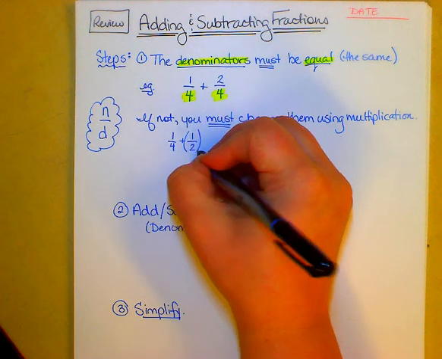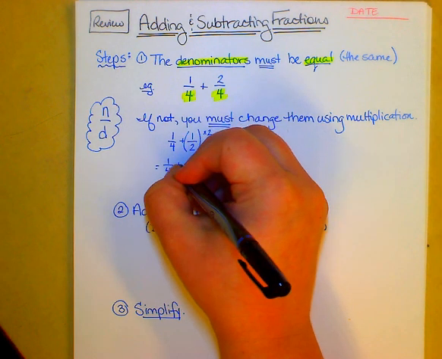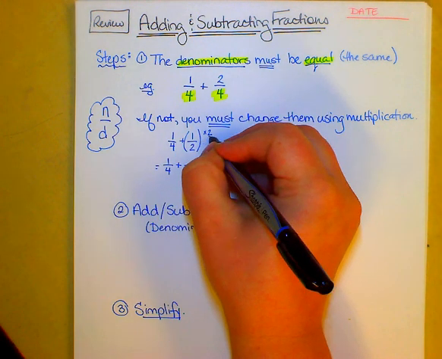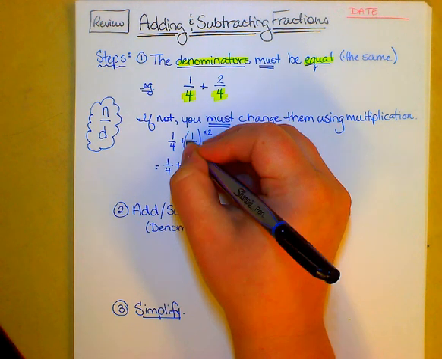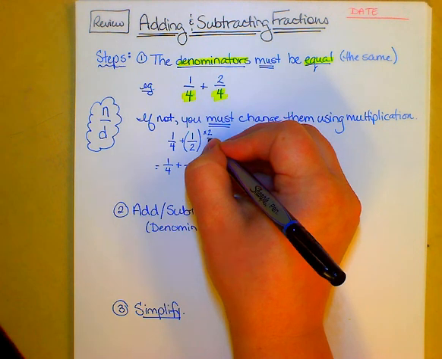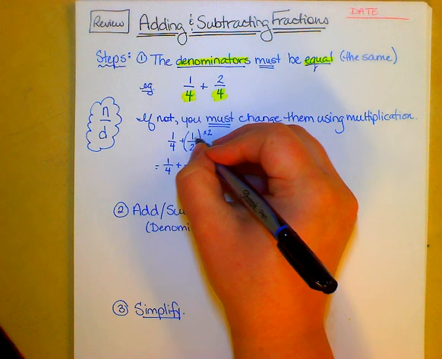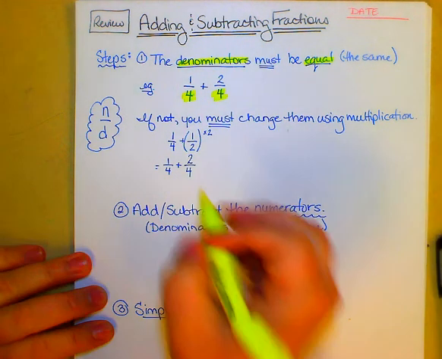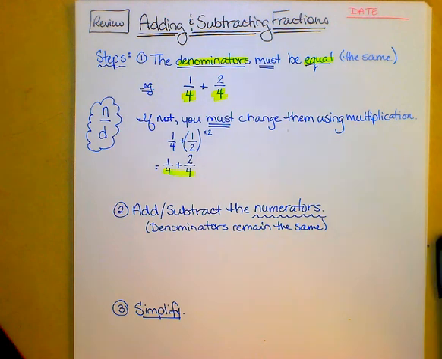So if I multiply my second fraction by 2, I end up with a denominator of 4 on the bottom, because 2 times 2 equals 4. But my whole fraction has to be multiplied by 2. So because I've multiplied my denominator by 2 to get 4, I have to multiply my numerator by 2 as well. So 1 times 2 is 2. My denominators now, 4 and 4, are the same. And I can proceed to the next step.